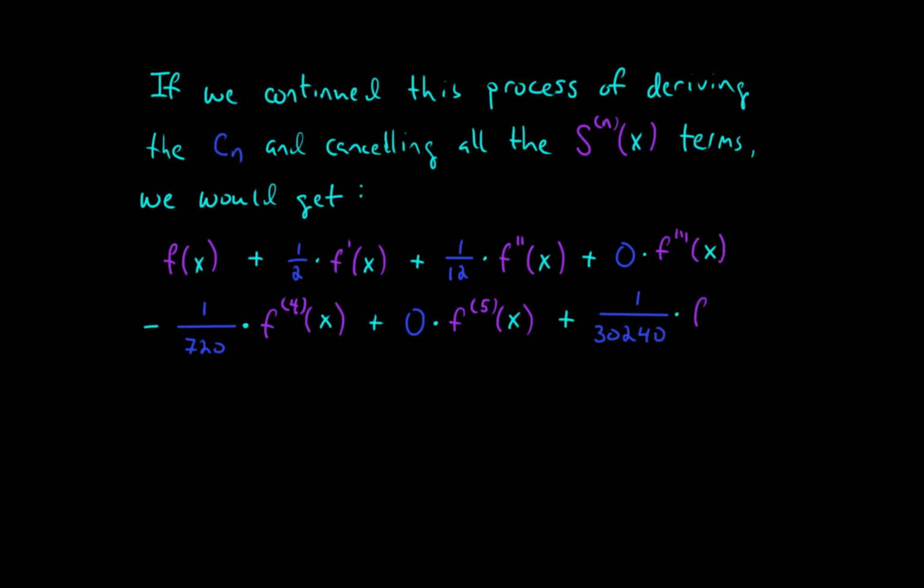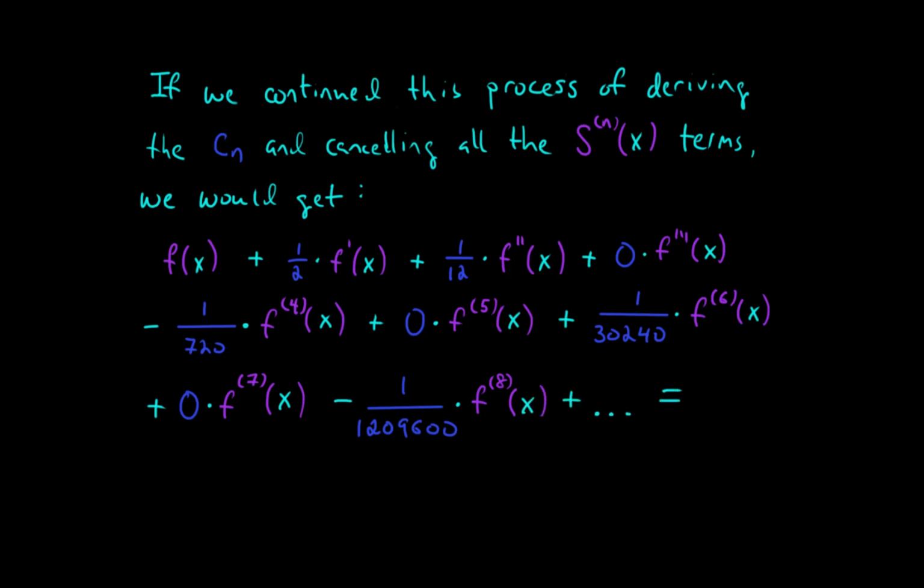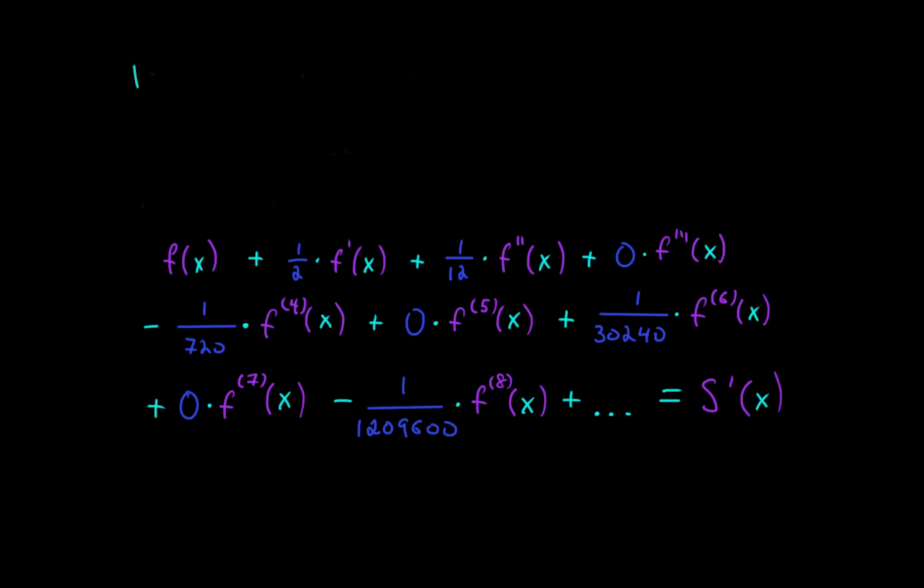Now we didn't calculate the next coefficient, but it actually turns out to be 0. So plus 0 times f7 of x. And we didn't do the next term either, but Euler did. And it turns out to be minus 1 over 1,209,600 times f8 of x plus all the other terms we would have on the left-hand side, and that would all equal s prime of x. That's the only term on the right-hand side that survives cancellation in all of these steps.